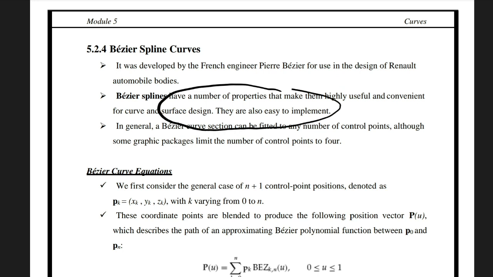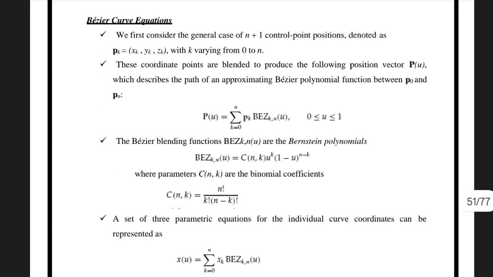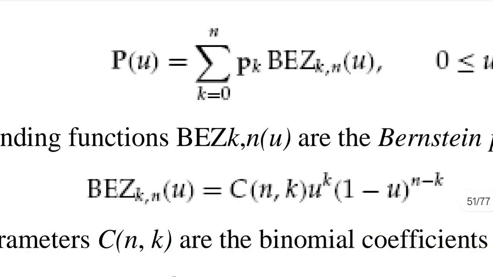Then it has a number of properties that make it highly useful and convenient for curve and surface design. Okay, 2 things are there: Bezier curves and Bezier surfaces. Mostly they have asked about the curves only, so I'll focus more on that. And then you have to write the equation. This is compulsory, you have to write from here. You'll consider a point pk which has xk, yk and zk, with k varying from 0 to n. There will be n plus 1 control points for n values. That's the first point. Second point, write this equation. P of u is equal to, write 10 or 20 times, but don't forget to write this equation.